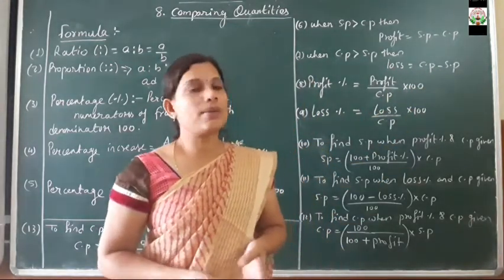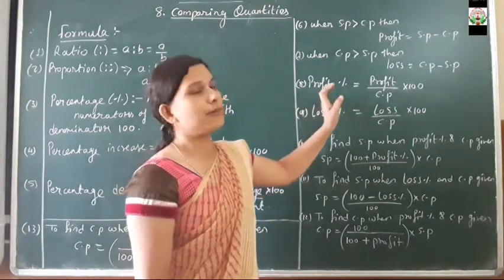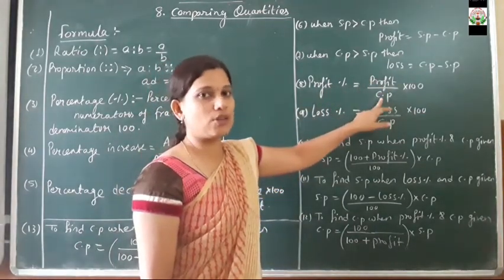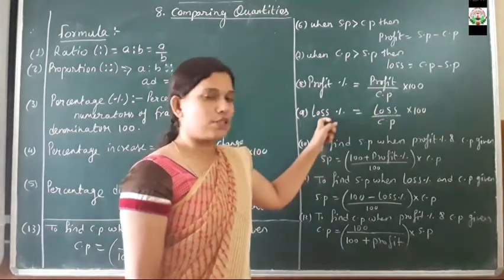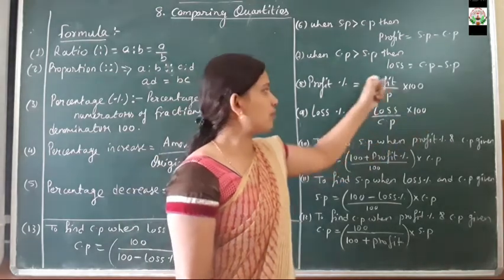Next formula comes about the profit percent. So dear student, what is profit percent? Profit percent is equal to profit upon CP into 100. What is loss percent? Loss percent is equal to loss upon CP into 100. So these are the formulas.